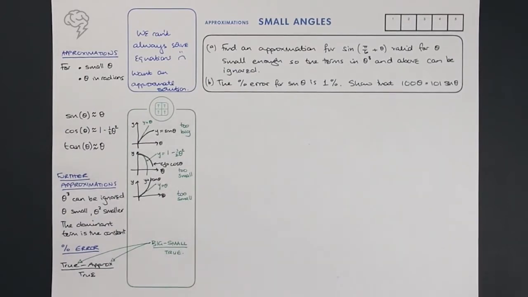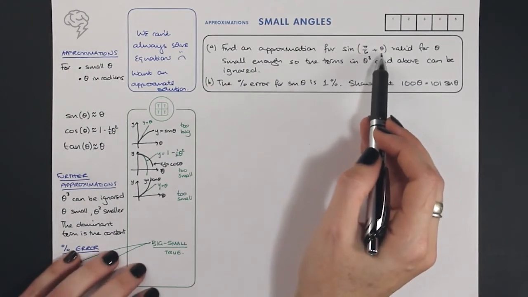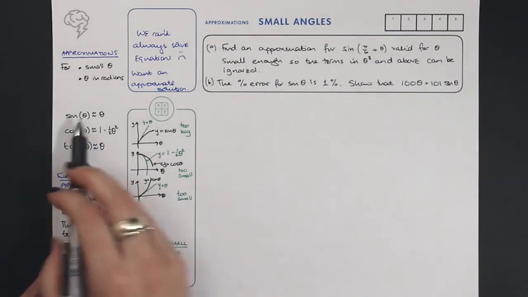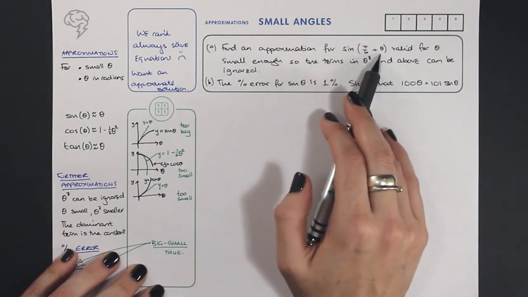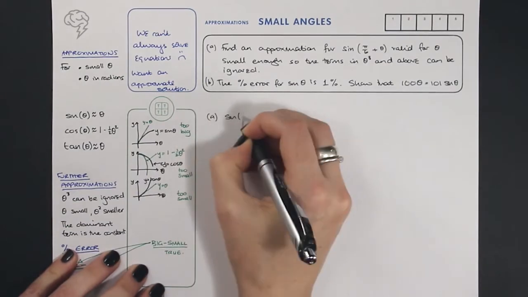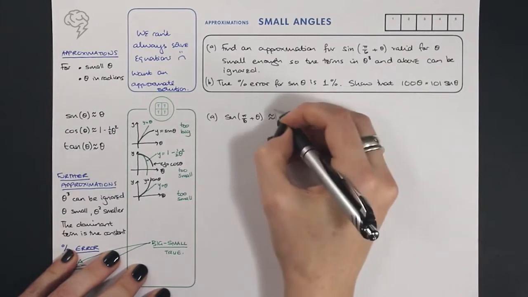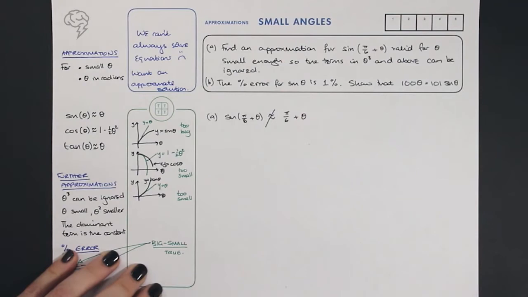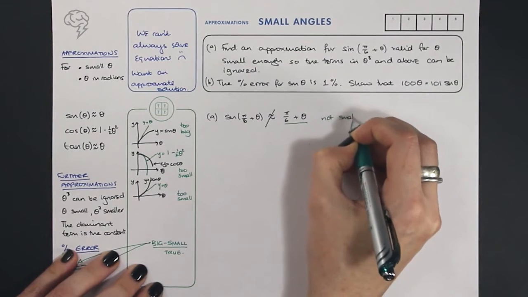Okay. Let's have a look at these two questions. So first of all, find an approximation for sine of pi by 6 plus theta. This is in radians, good. And apparently theta is nice and small, good. So sine of theta is approximately theta. So sine of pi by 6 plus theta is approximately pi by 6 plus theta, right? Wrong. Sine of pi by 6 plus theta is not approximately pi by 6 plus theta, because this is not small. Well, it's not small enough.